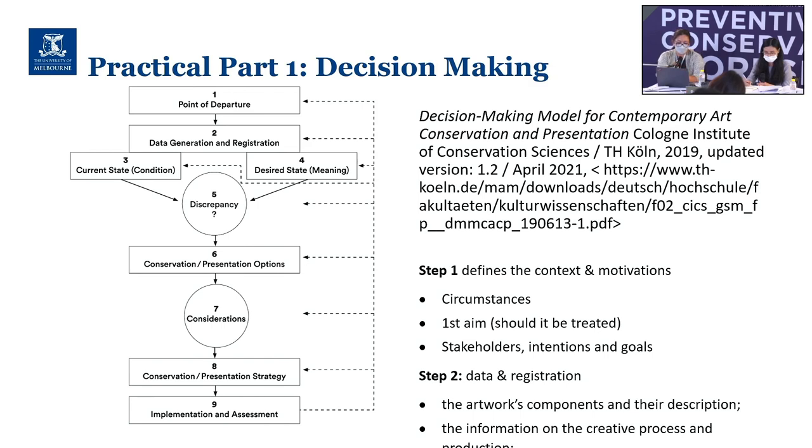Now there are many different decision making models but this is just one that's been developed from the Cologne Institute in Germany and it applies to contemporary works of art, but I think it's relevant to basically all works of art because it just asks some set questions about the value of your artwork. And once the values are shared and agreed upon, then you can move forward to working out what the conservation options would be.